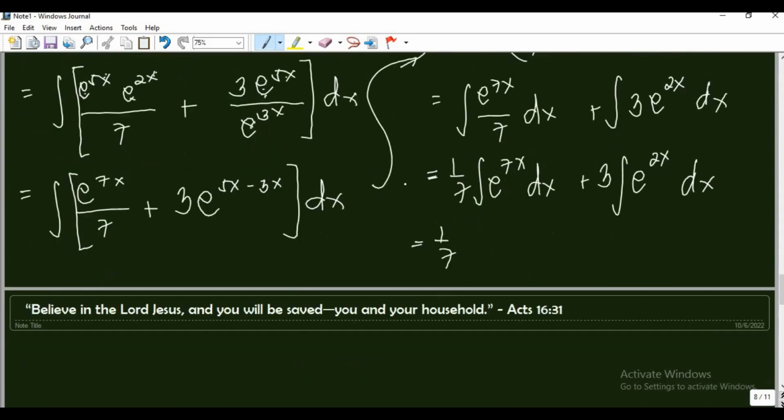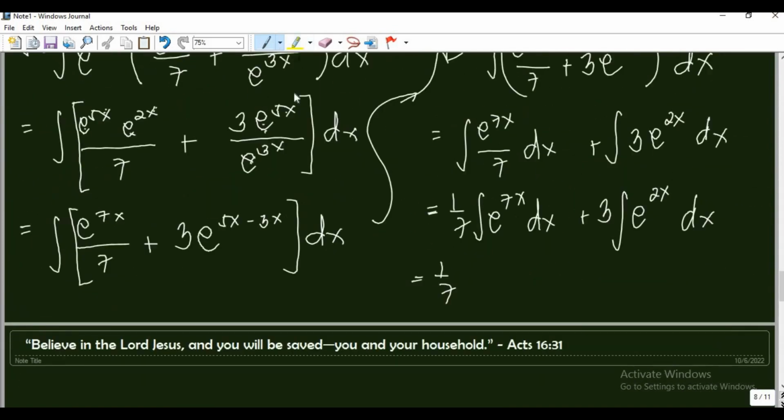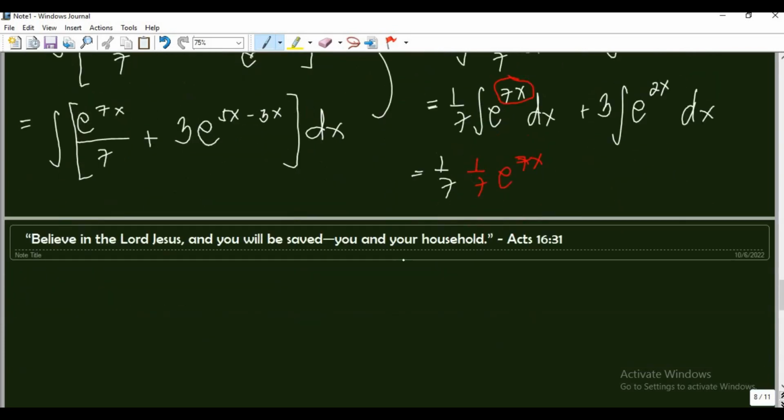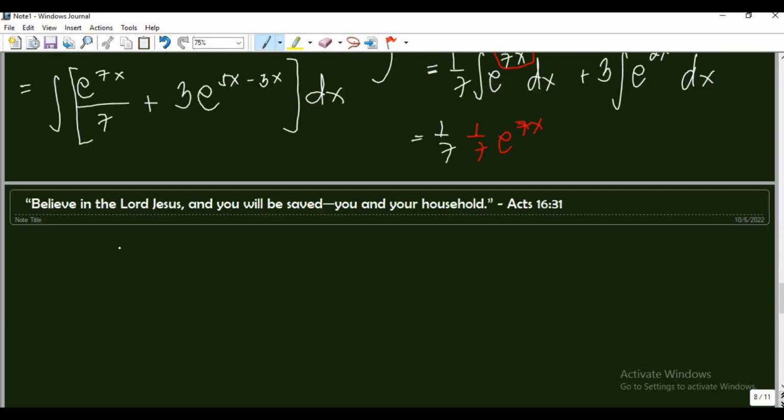For the shortcut of this, kapag yung exponent ng ating Euler's number or yung e ay may kasamang constant yung x, simply take yung integral po nito is simply 1 over 7 e raised to 7x. Paano naging 1 over 7 e raised to 7x? Papakita ko sa inyo kung paano nangyari yung ganyan. So, dito ko isusulat, isa-separate ko siya.